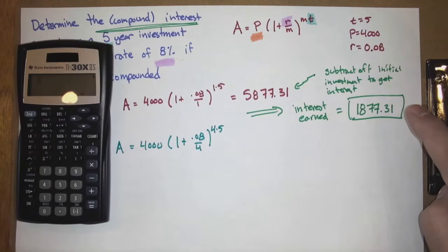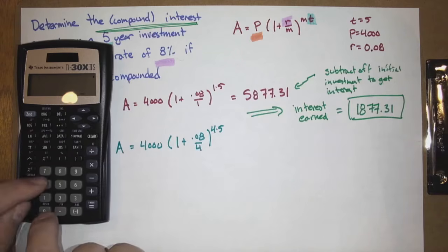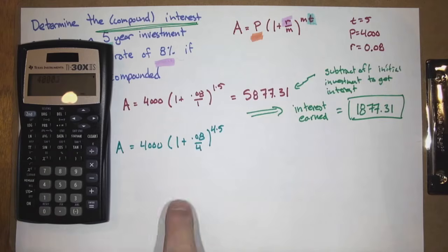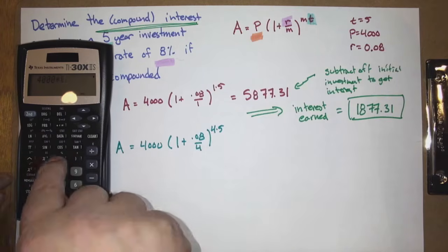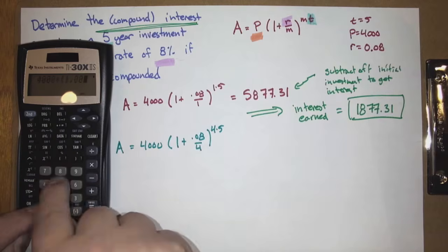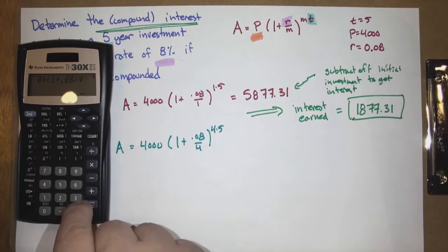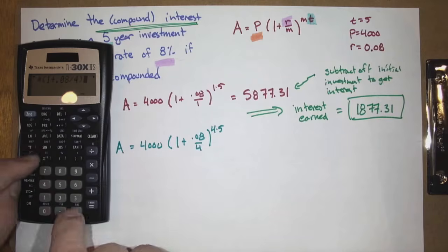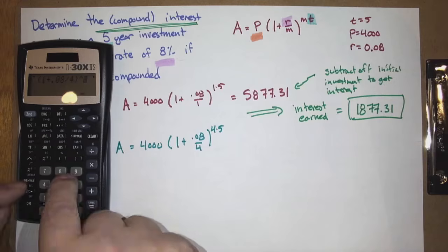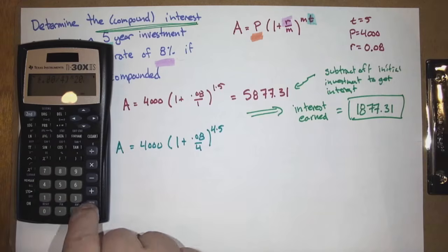We compounded it more times. The more often you compound, the more chances you get to make money off of the interest you already earned. So, more frequently compounded, more money. That's good. So, we go through and do the same thing: 4,000 times (1 + 0.08/4) to the power of 4 times 5, which is 20.